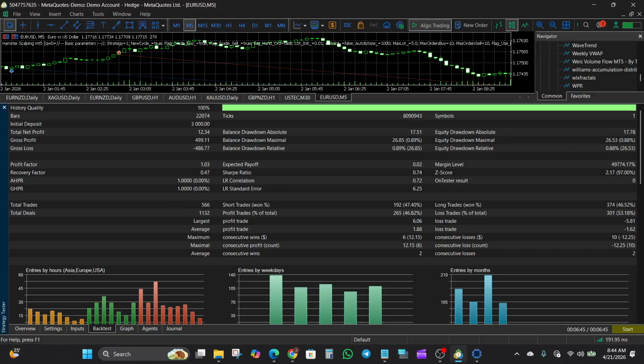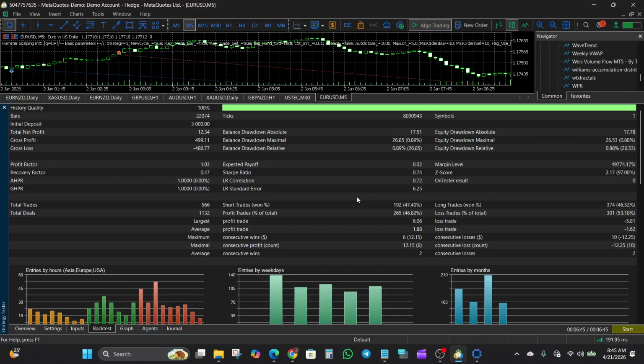Okay, so keep in mind that these are historical backtest results, and performance can vary depending on the risk settings, the lot size, the broker conditions, and the market environment. All right, and also, this is something that traders can further optimize by adjusting the EA settings if needed.